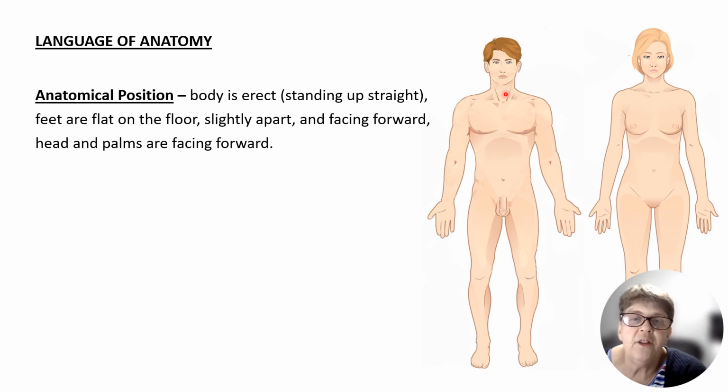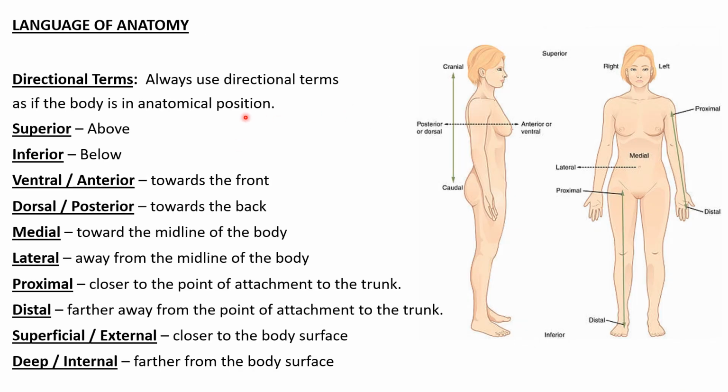Or you might say the ears are lateral to the nose. And that would mean the ears are out toward the side compared to the nose, whereas the nose is medial to the ears. So here are some of the directional terms. Superior means above, inferior means below or toward the floor.